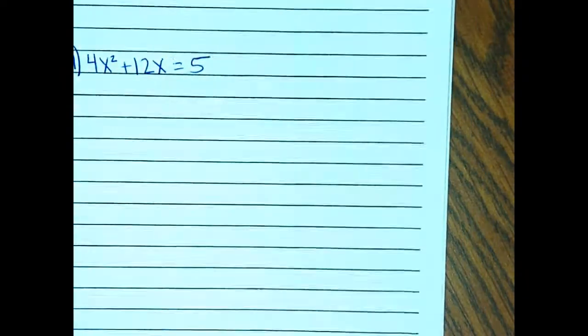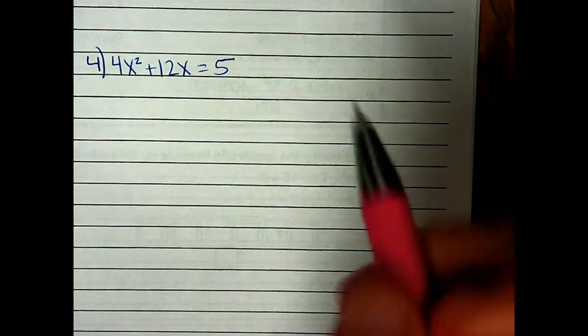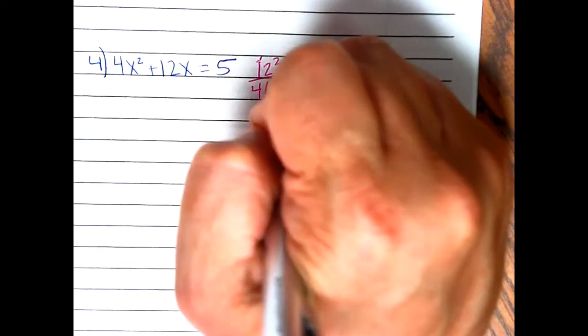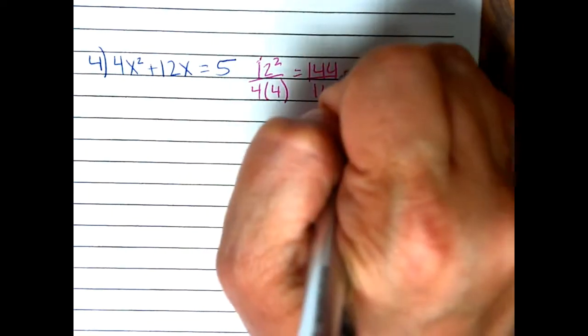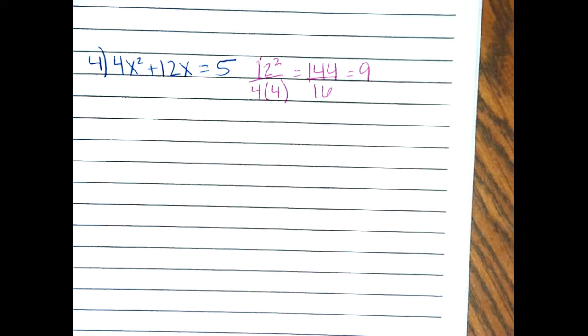Example number 4 is 4x squared plus 12x equals 5. Again, step 1 and step 2 are already done for us. My b term is 12, so we have 12 squared over 4 times my a term, which is 4. 12 squared is 144, and 4 times 4 is 16. 144 divided by 16 is 9. So I'm going to add 9 to both sides. So I have 4x squared plus 12x plus 9 equals 14.